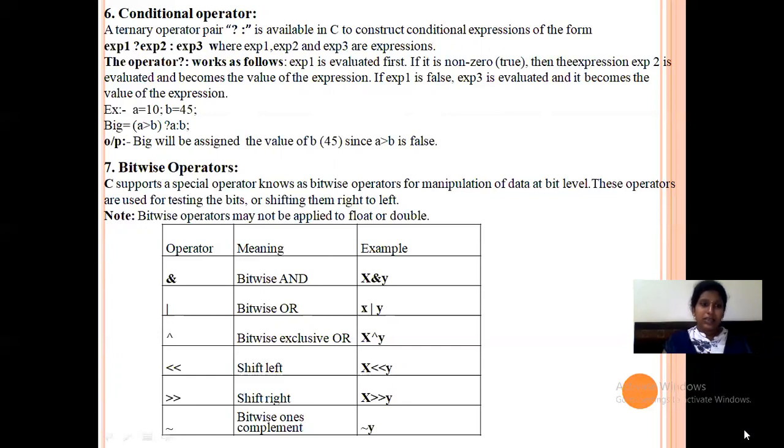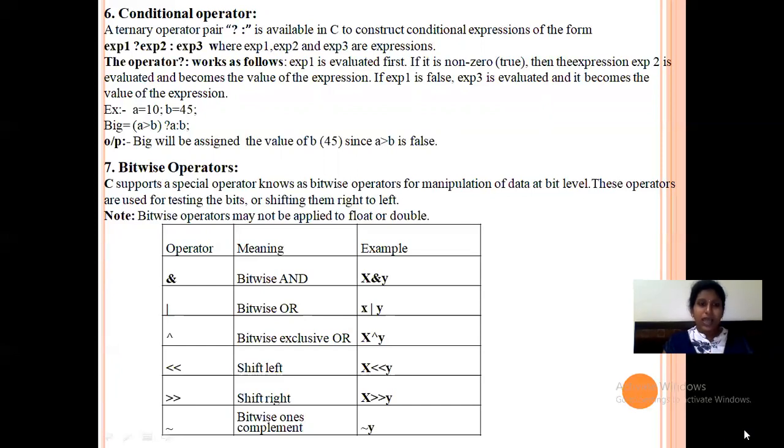See here, if you want to write the largest of two numbers using this conditional operator, we can write a > b ? a : b. So if it is true, then you will be getting a as greater, or if it is false, then you will be getting b as greater, right? Big will be assigned the value of b since a is greater than b is false, right?